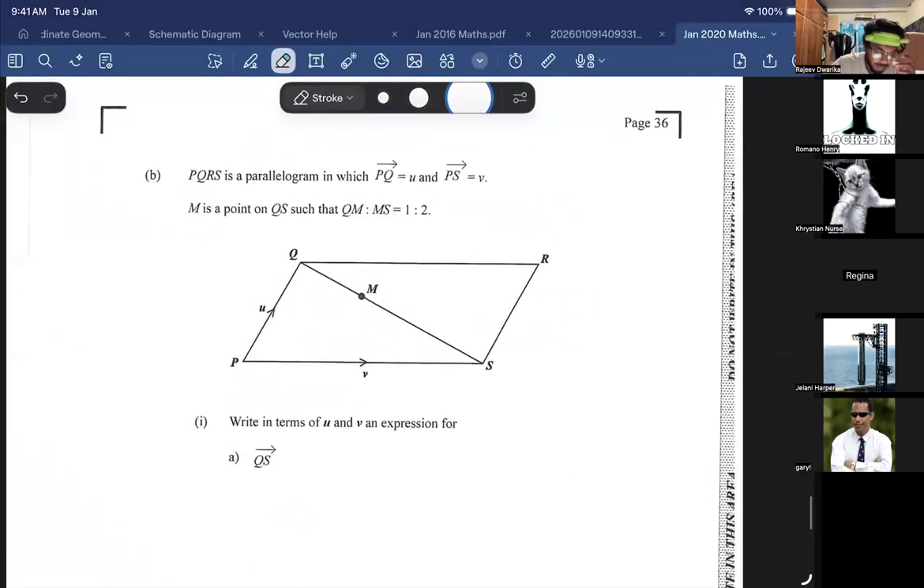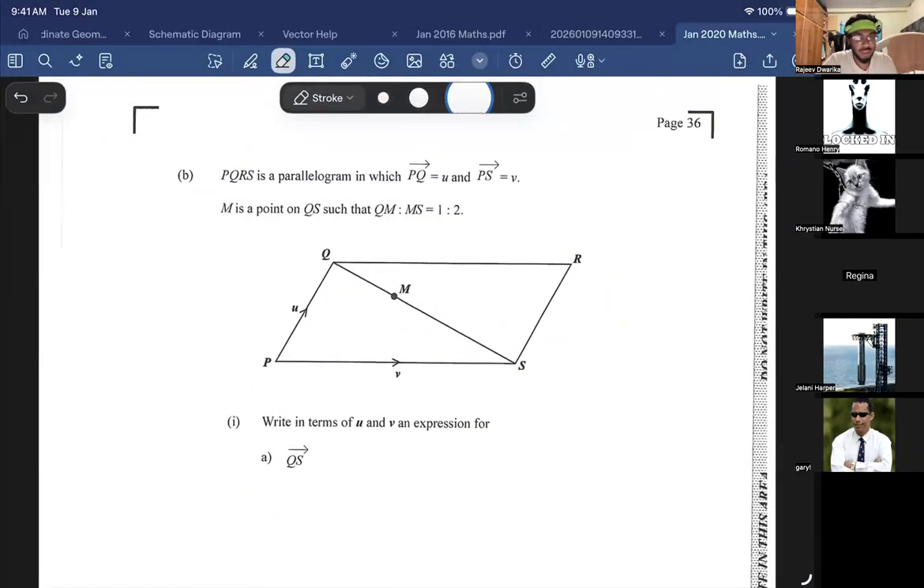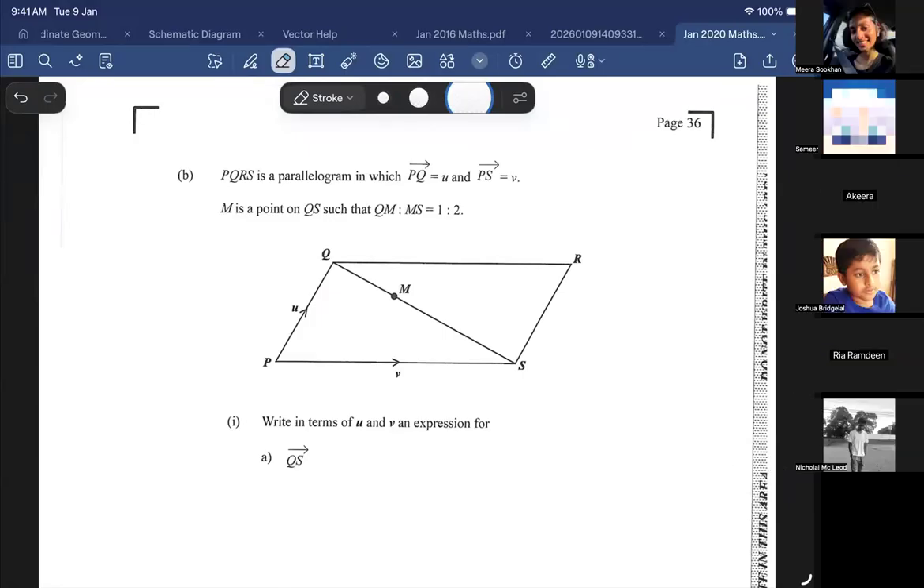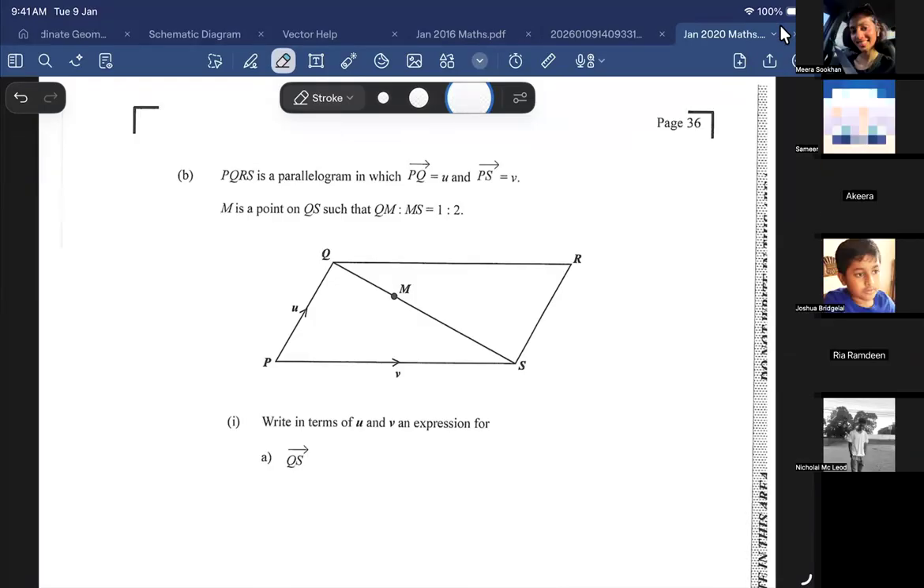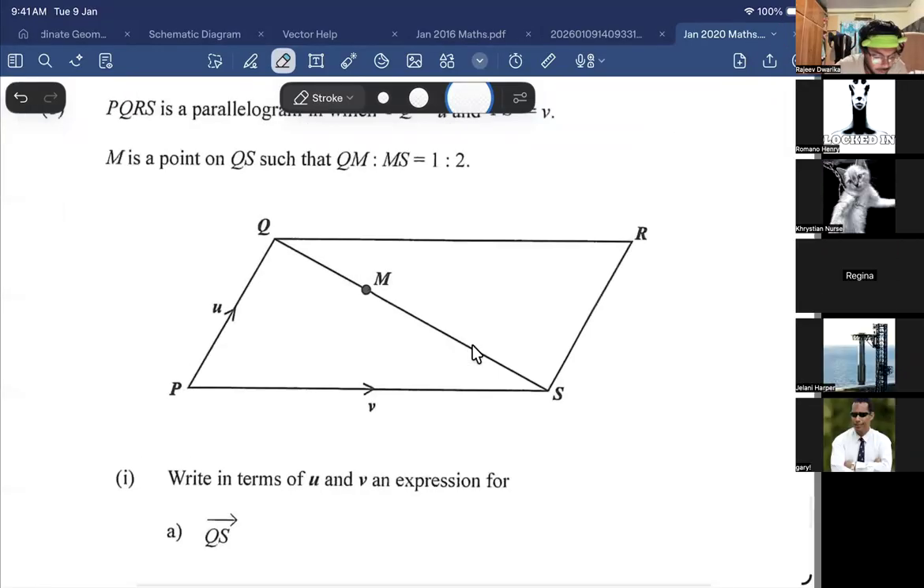I need a volunteer for this. Who wants to help me with this question? It's a hard question, the harder type of question that I expect in the exam this year. Any volunteers? Sir, me? Gary. All right, let me go, Gary.